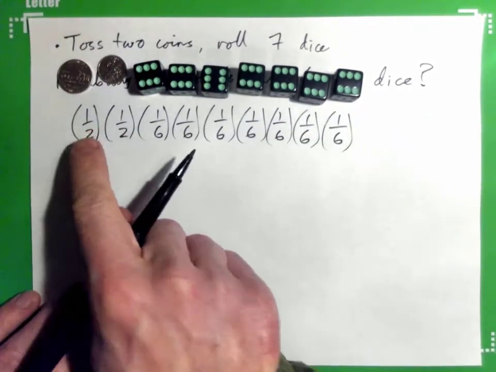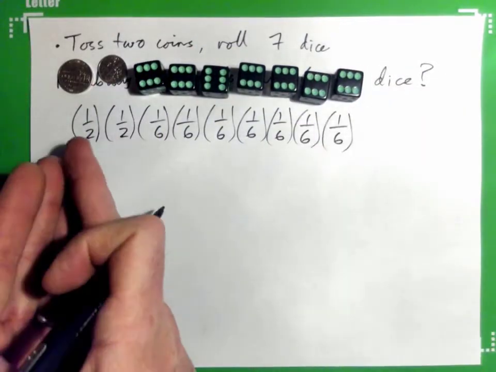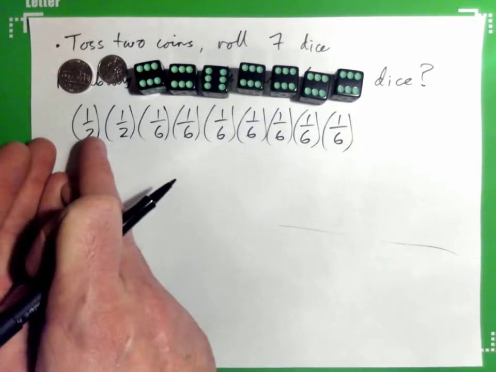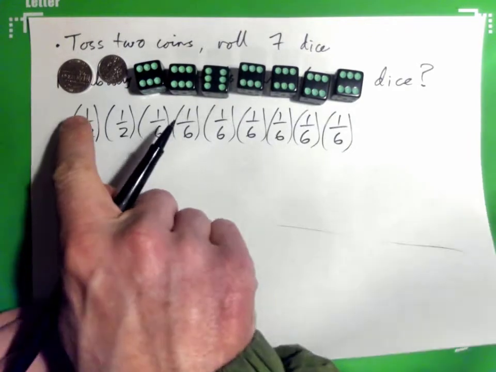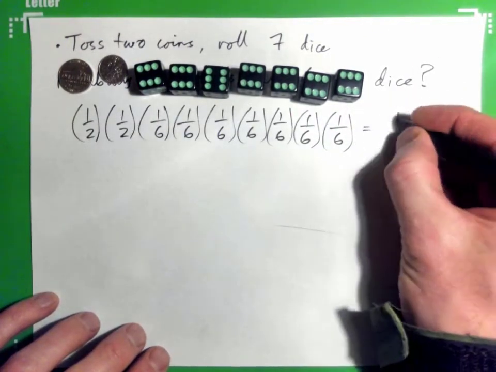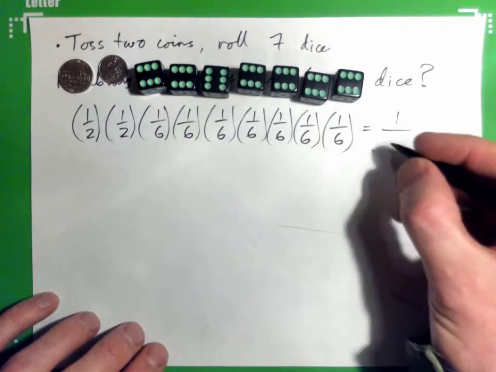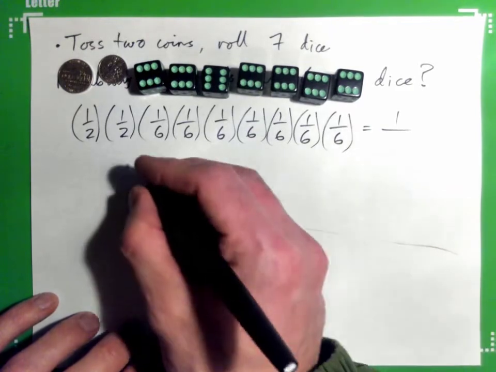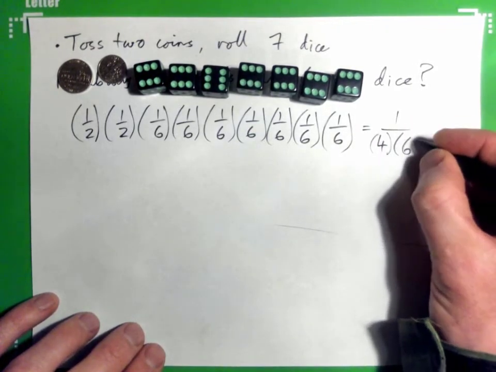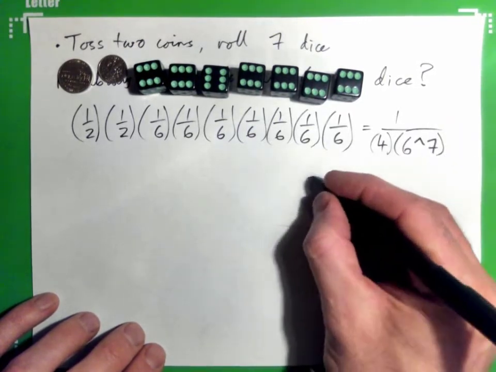Now, the thing about it is these are independent events, so to get the probability of each one happening in a row, all I have to do is multiply the probabilities. So I multiply all these fractions. In other words, multiply all the 1s, and I get 1. Multiply all the denominators, and 2 times 2 is 4. And so this becomes 4 times 6 to the power of 7, right? And so I can use my calculator here.